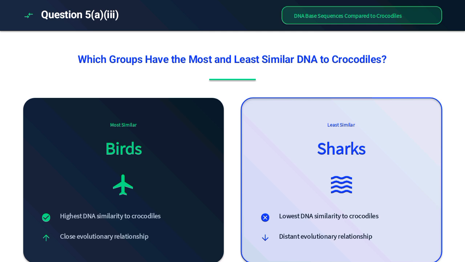Sharks are farthest away on the tree. They diverged much earlier. Therefore, sharks have the least similar DNA sequences to crocodiles. So the answer is most similar to birds, least similar to sharks. This shows how DNA similarity reflects evolutionary relationships.